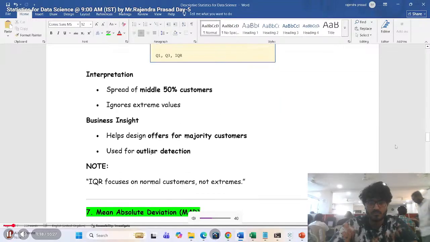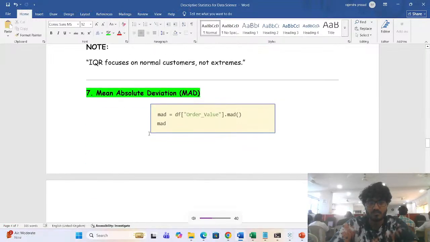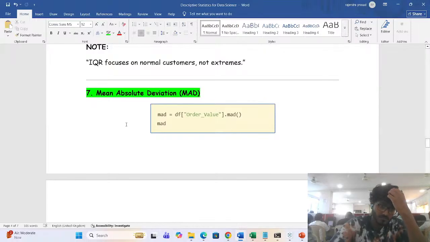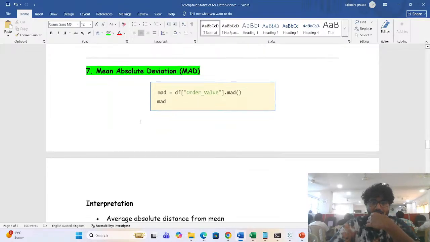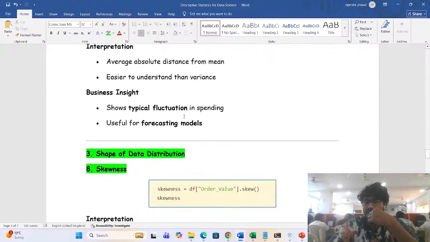Okay. And next, one more metric that we use regularly is mean absolute deviation, MAD. Okay, mean absolute deviation. See, you have so many metrics. Almost all the insights are already given by the mean, median, mode, variance, and standard deviation, even kurtosis. As per the normal general scenario, we don't need much of MAD. So we'll go to the skewness.